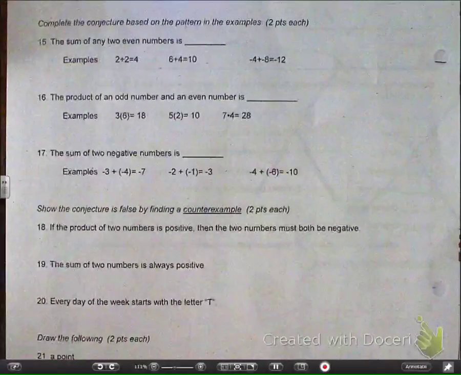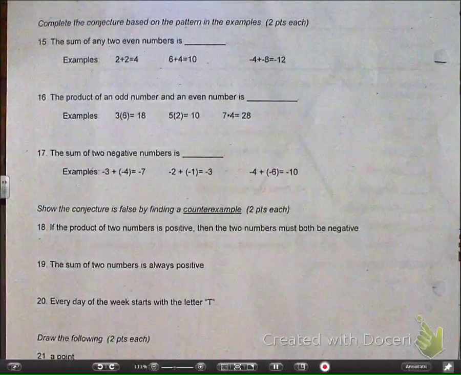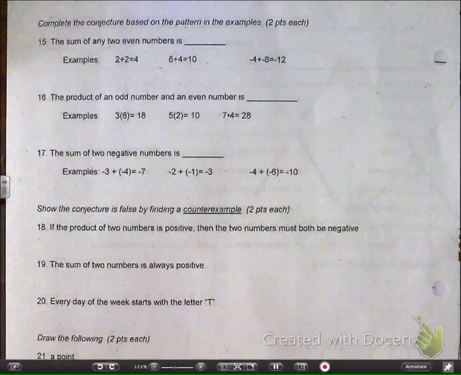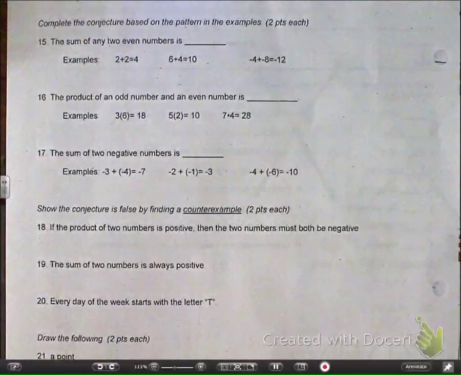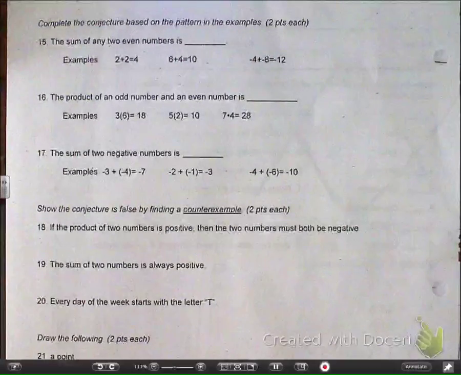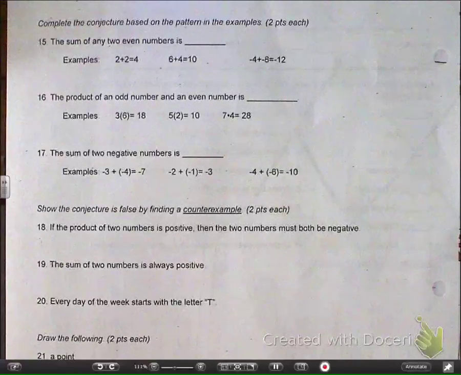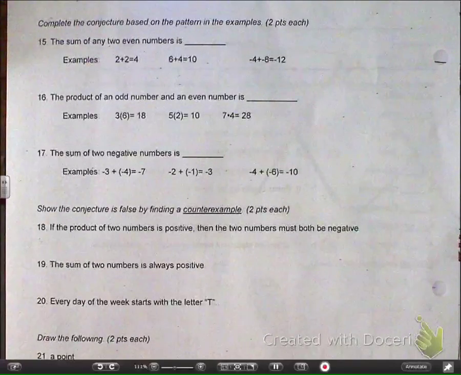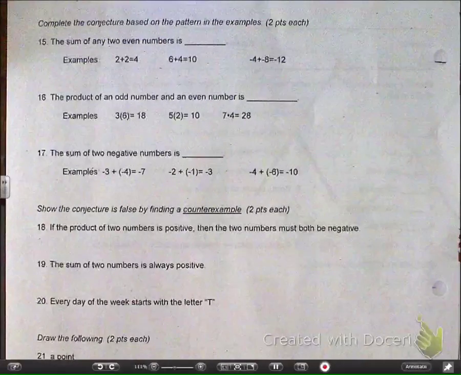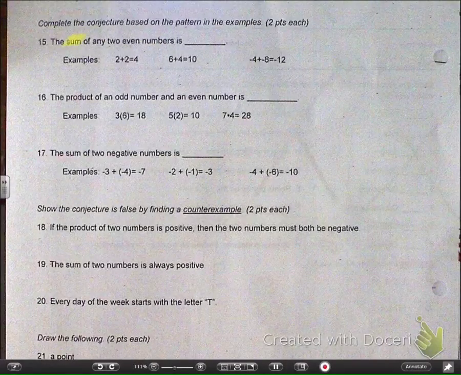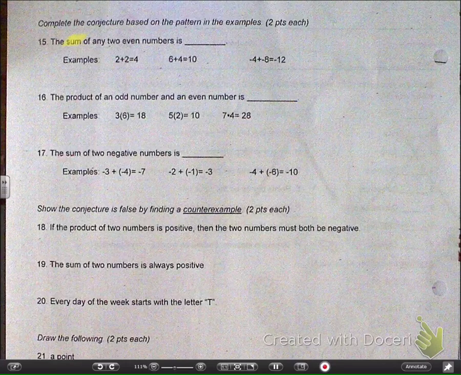All right, these ones are the tricky ones, right? Kind of. Okay, so the conjecture, we're completing the conjecture. So we're completing the sentence. Now remember, we used to come up with the examples, but here I'm giving them to you. So, the sum of any 2 even numbers is blank. What do you think I should highlight here, though? Or underline? Sum. So, sum means what? We're adding. What do we notice about all the answers here? They're all even. So, our answer is? Even.